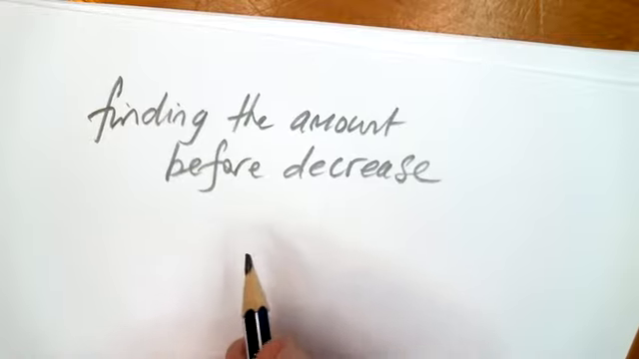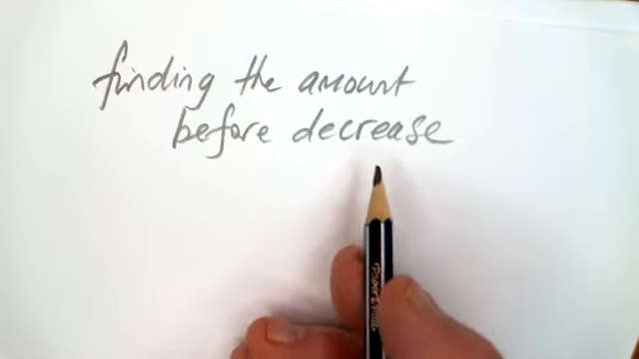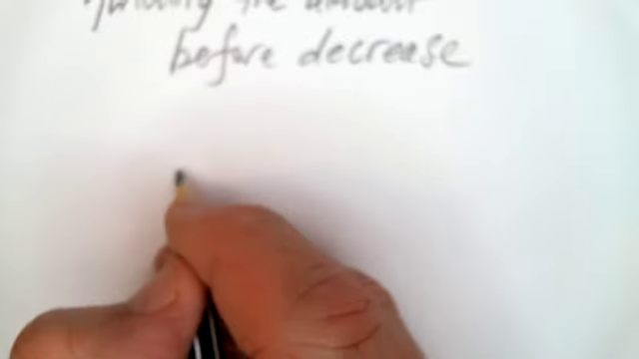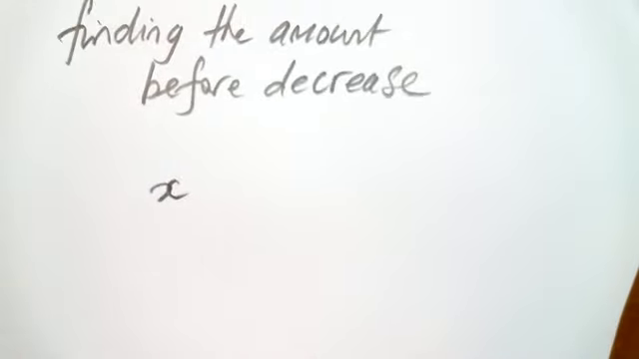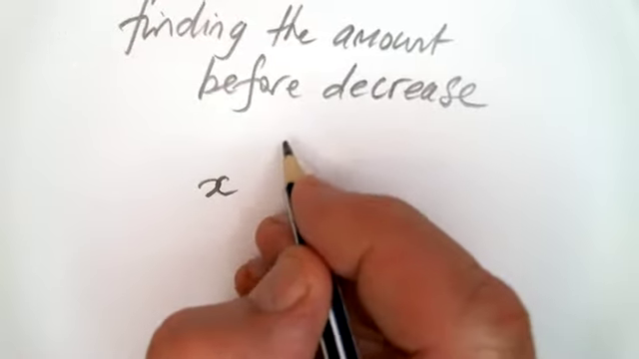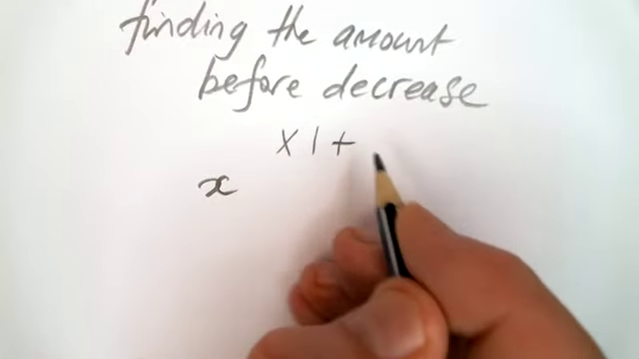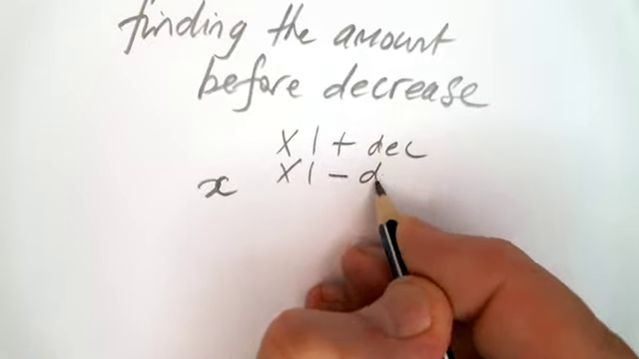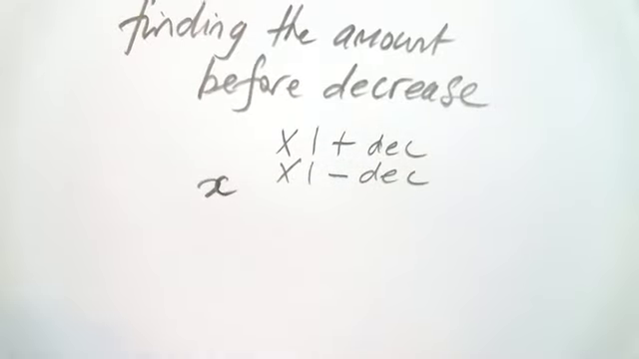Now, in the same way we can find the amount before an increase, we can also find the amount before a decrease. So let's imagine you had a price of some sort, and that price had been decreased by a certain amount. Now, of course, when we decrease, instead of multiplying it by 1 plus the decimal, we multiply it by 1 minus the decimal.